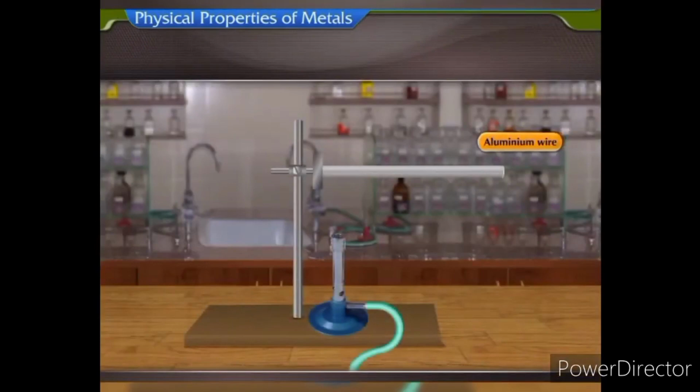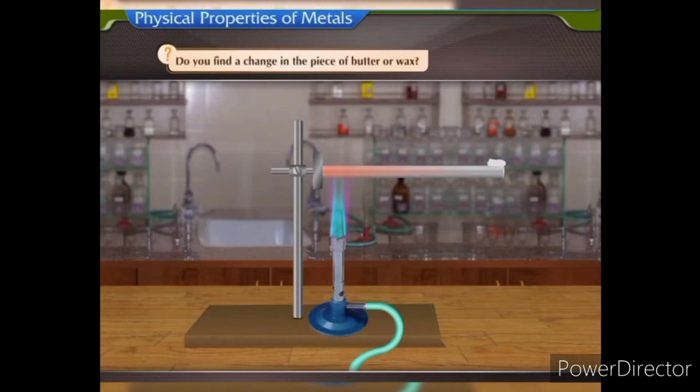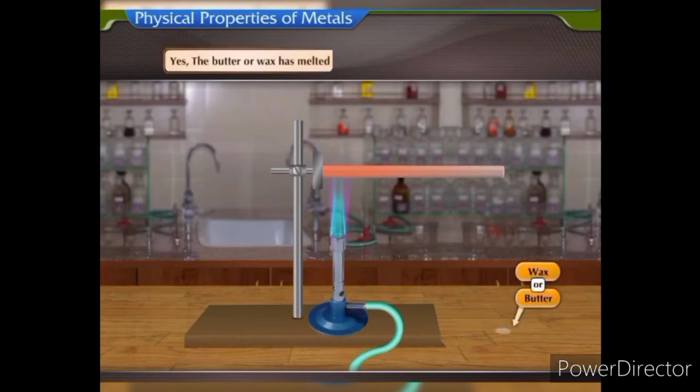Take a thick aluminium wire or copper wire and clamp it on a stand. Skew or place a wedge of butter or wax on the free end of the wire. Heat the other end of the wire using a burner. Do you find a change in the piece of butter or wax? Yes, the butter or wax has melted.